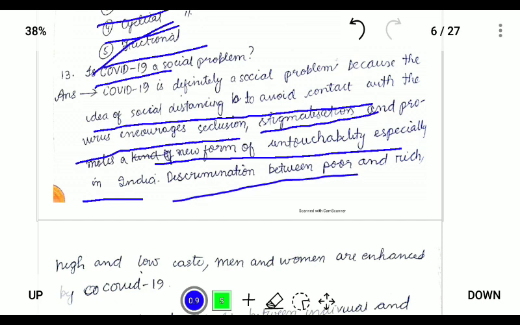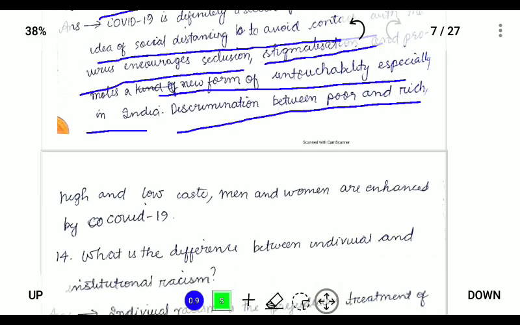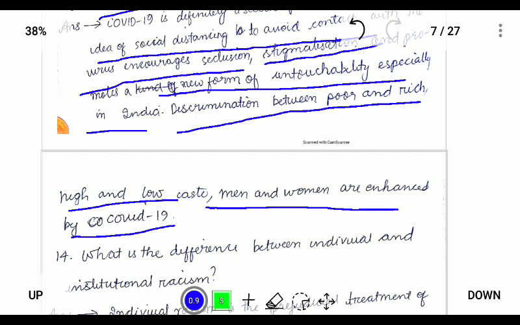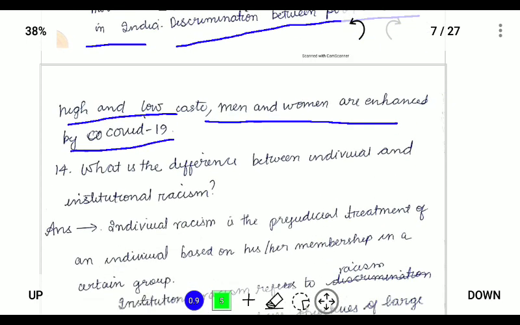And people are discriminated on the basis of poor and rich, high and low caste, men and women are enhanced by COVID-19. So these are the social problems caused by COVID. So we can write it as yes, and these are the 4 points. These are some of the points you can mention. For 2 marks, no need to write long.